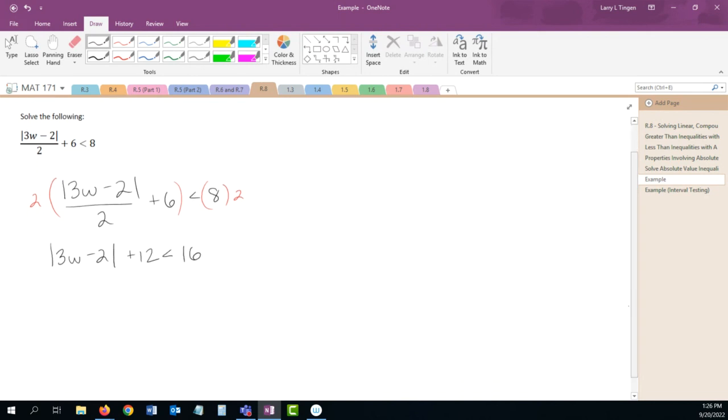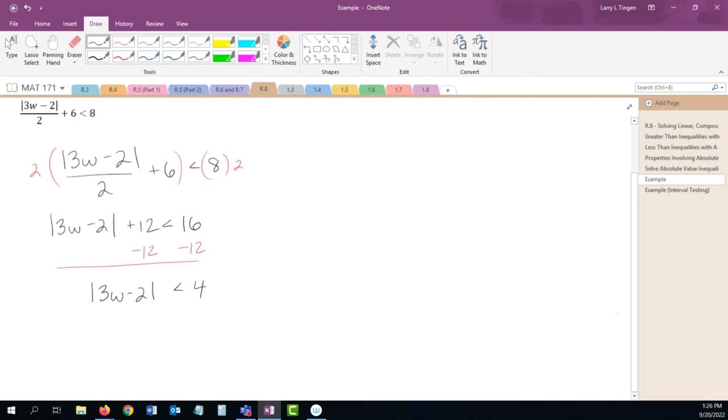And now this is a problem you absolutely know how to do. So let's subtract 12 from both sides. You see how one technique from a while back and one new technique come together to get you what you need.